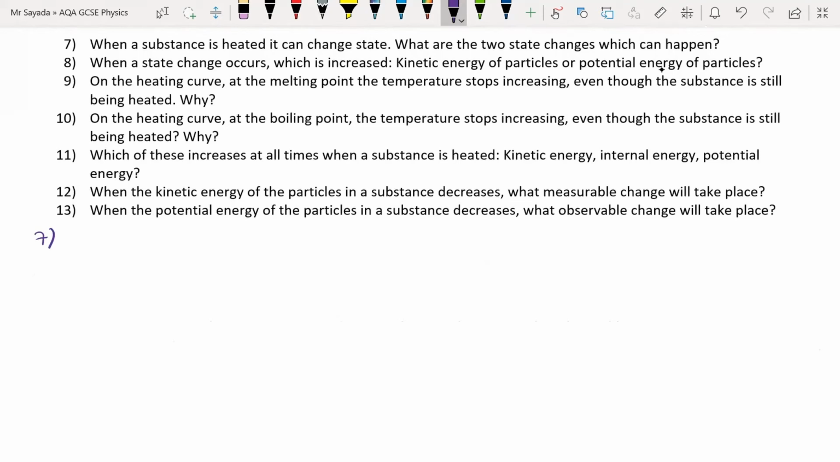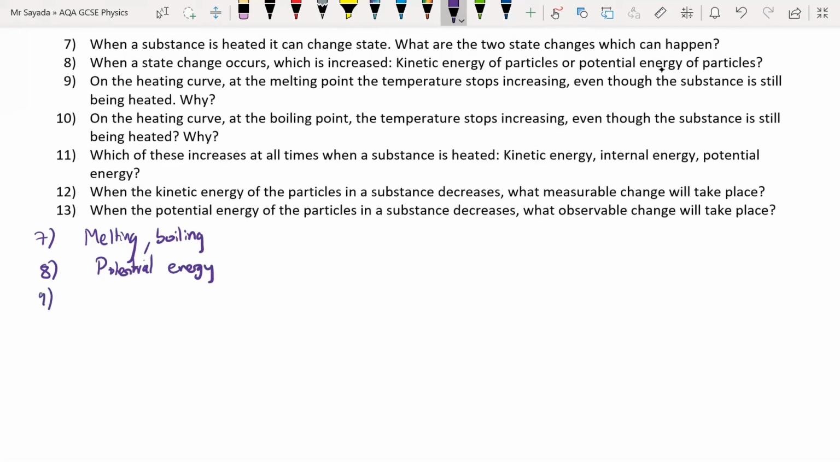So the two state changes that can happen when a substance is heated are melting and boiling, depending on if you're at the melting point or the boiling point. When a state change occurs, that's the potential energy which is increasing. The kinetic energy would be a temperature change.